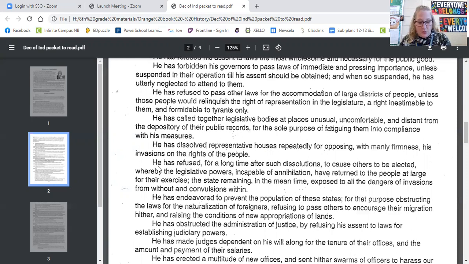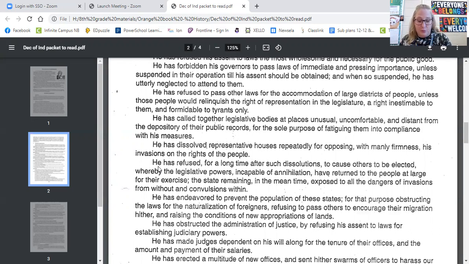He has refused, negative word, for a long time after some dissolutions to cause others to be elected, whereby the legislative powers, incapable of annihilation, have returned to the people at large for their exercise. The state remaining, in the meantime, exposed to all the dangers of invasions from without and convulsions within.